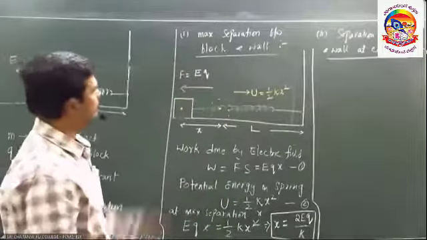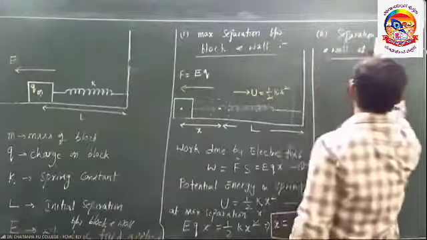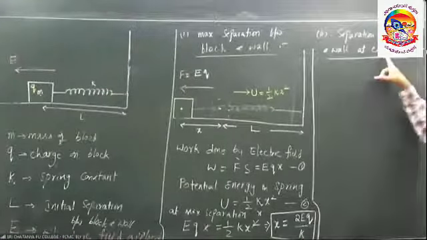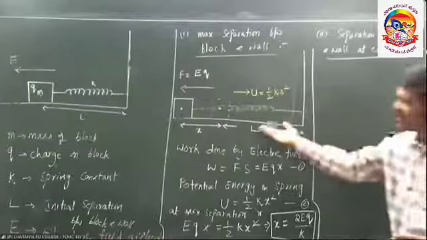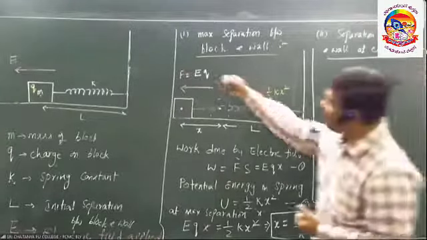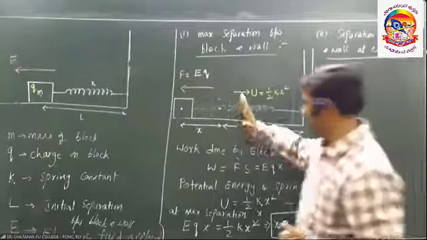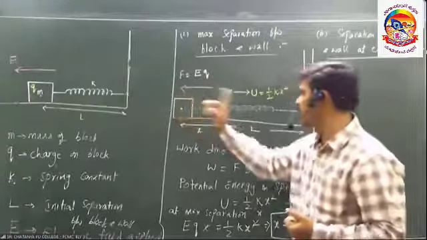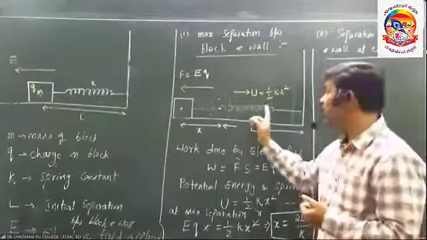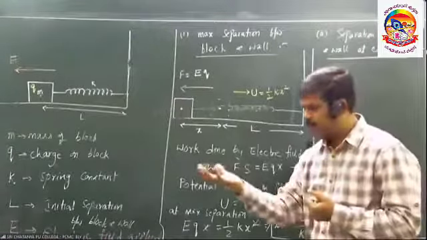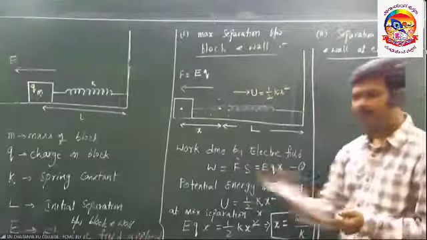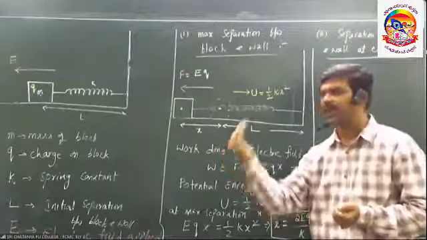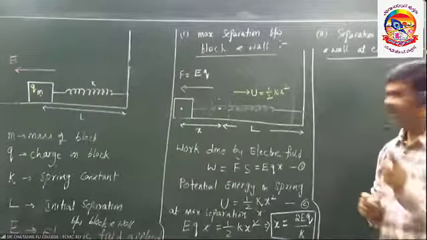this is the maximum separation. The second question is: what is the separation between the block and the wall at equilibrium? I use the word equilibrium. Sir, what is the difference between these two? Whenever this electric field is applied, the block suddenly moves in that direction till its total work converts into energy. But the spring develops a restoring force and pulls it back. Due to that, it oscillates for some time and comes to rest at a particular distance.